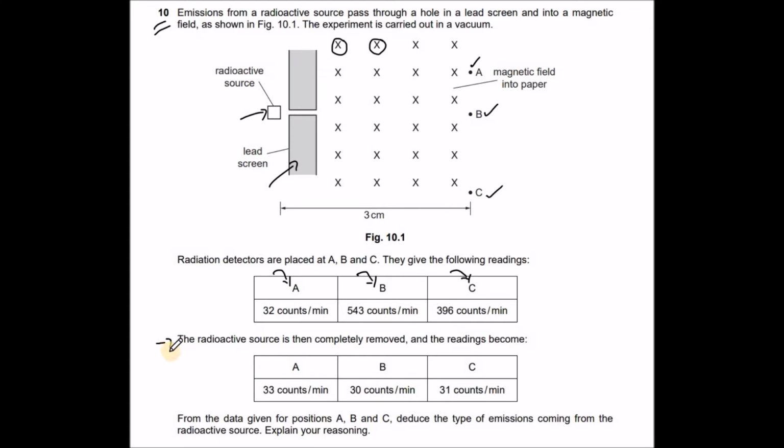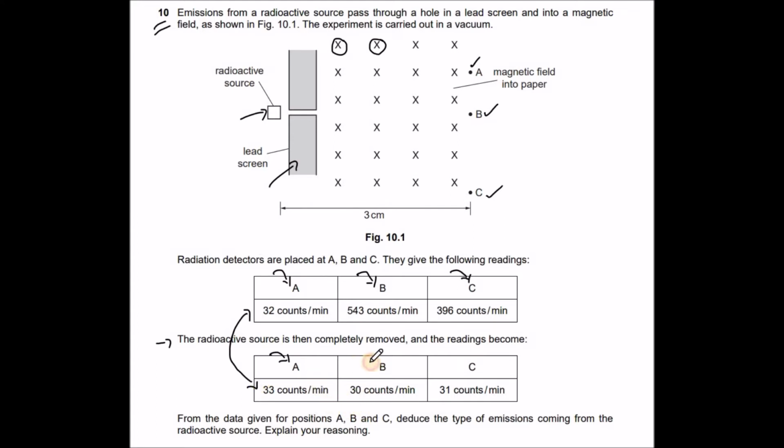The radioactive source is then completely removed and the readings become different. In the second part, after removing the radioactive source, let's check once again what the detector is recording. At position A, it's recording 33 counts per minute. So compare with the first one, with source and without source. There is no big change in the number of counts per minute, keep in mind.